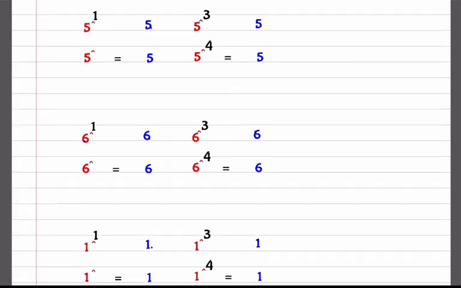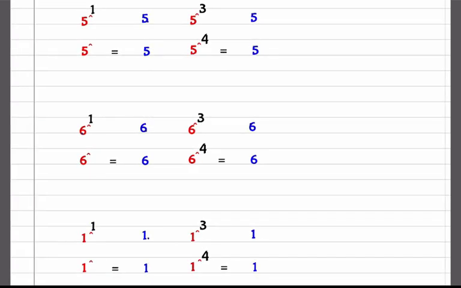5, 6 and 1 have a cyclicity of 1. So 5 raised to anything, the unit digit is 5. 6 raised to anything, the unit digit is 6. 1 raised to anything, we know that the unit digit is 1.